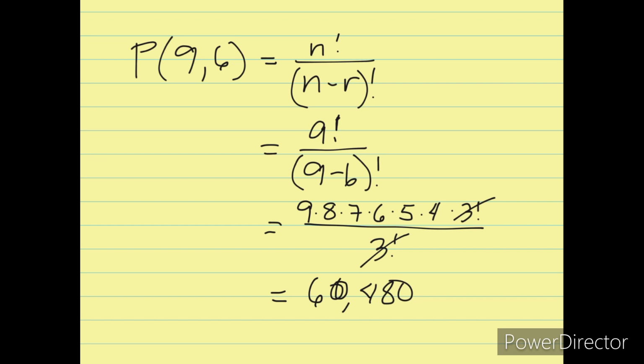Again, 3 factorial is equal to 3 times 2 times 1. So this is now the permutation of 9 and 6, or permutation of 9 things taken 6 at a time. Last example. Okay, another example. So permutation of 5 and 5.